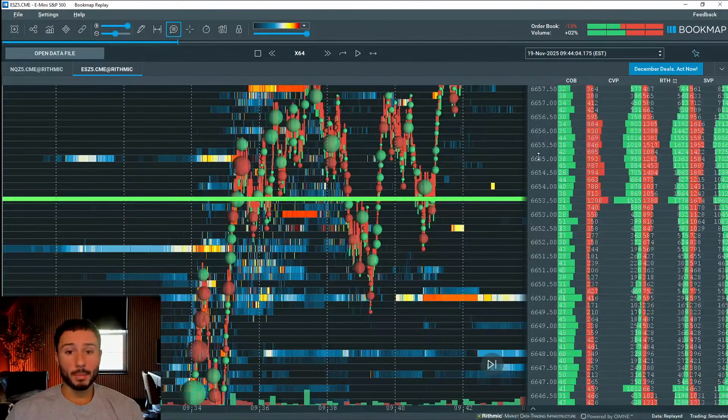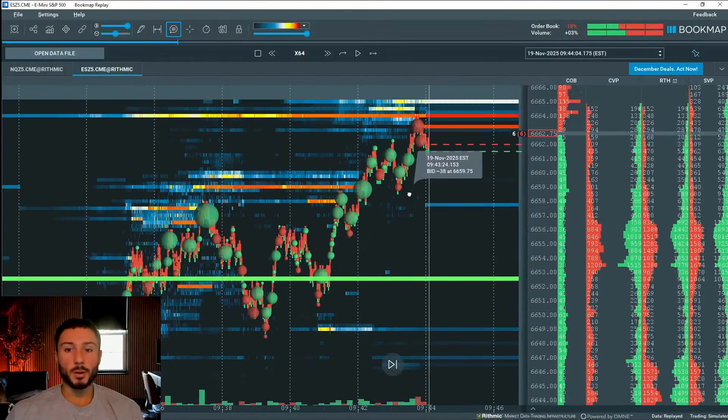Do I have a system with Bookmap? I mean, yeah, everything you're seeing right here is a system with Bookmap.